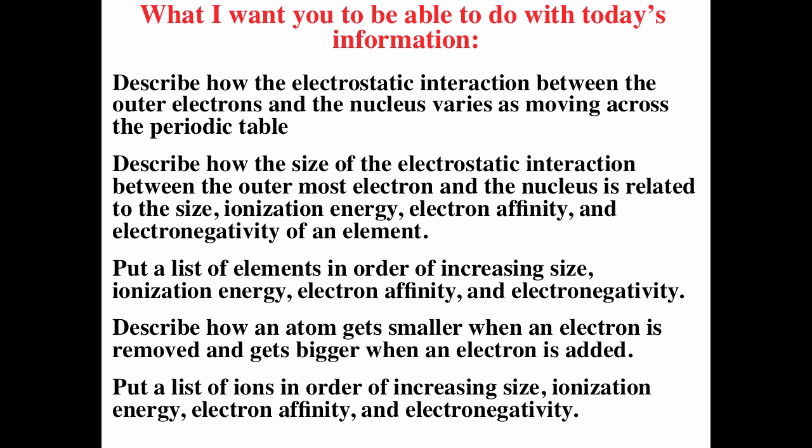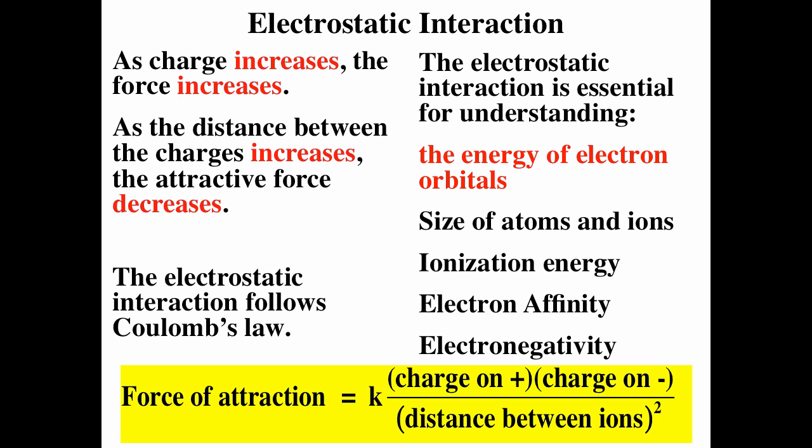You should be able to put the list of elements in order of increasing size, ionization energy, electron affinity, and electronegativity. You should be able to describe how an atom gets smaller when an electron is removed and gets bigger when an electron is added. So a positive ion is always smaller than the corresponding atom it came from, and a negative ion is always larger than the corresponding atom it came from. You should be able to put a list of ions in order of increasing size, ionization energy, electron affinity, and electronegativity.